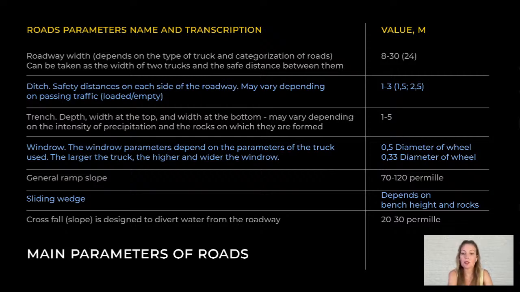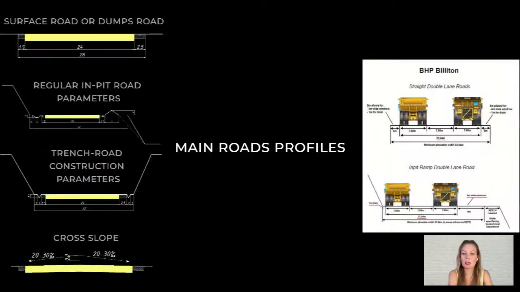Lastly, the transverse slope of the roadway helps water flow off the road into the gutters. Other parameters can also come into play, like power lines on transport berms. So next, let's talk about road profiles and different types you might encounter.